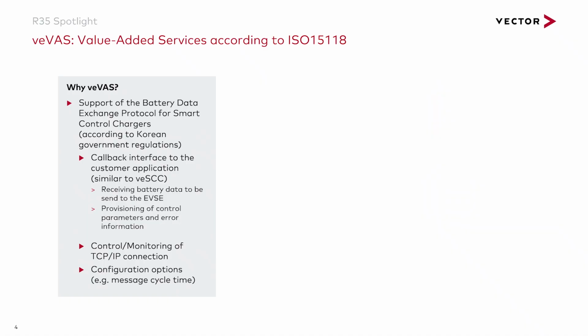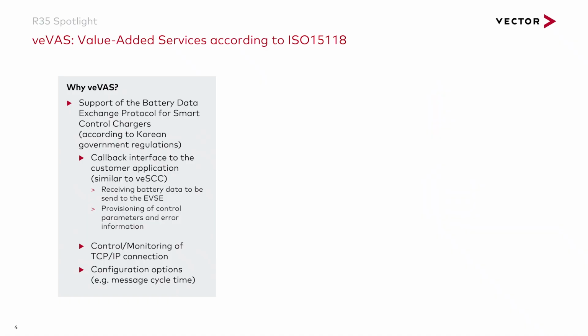To integrate veVAS into customer systems, we provide a callback interface to your application, based on the same concept you may already know from charging basic software module veSCC. This interface is used to receive battery-related data and forward it into the charging station or some other electrical vehicle supply equipment, additionally to exchange control parameters such as start, stop, and error information.